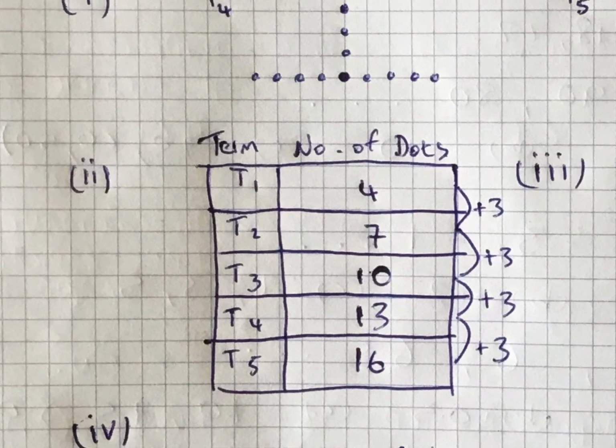So that's all there is to it. As I said, just make sure you've got your term, and you can see I've put the name on the column at the very top, and that's quite important, just to represent what you're actually talking about. The terms are on the left and the number of dots are on the right.